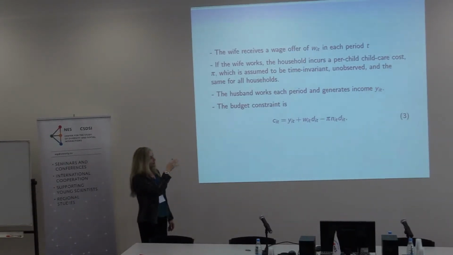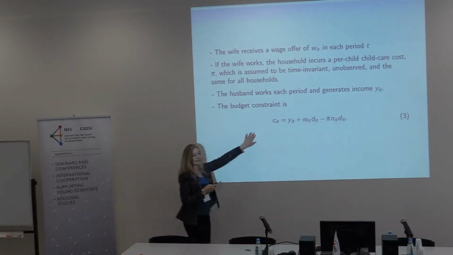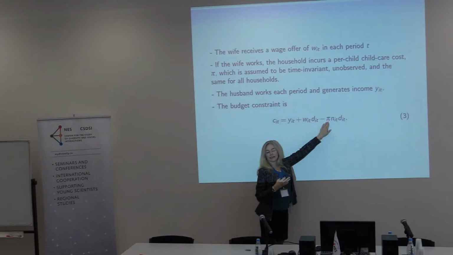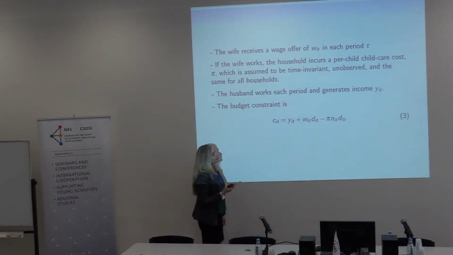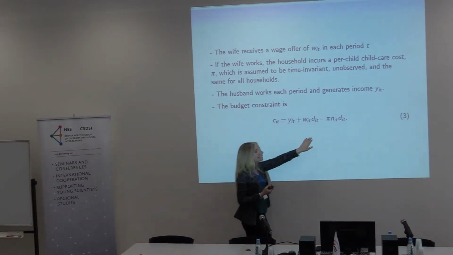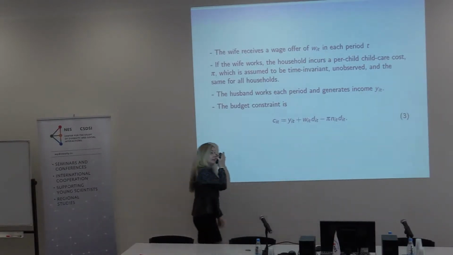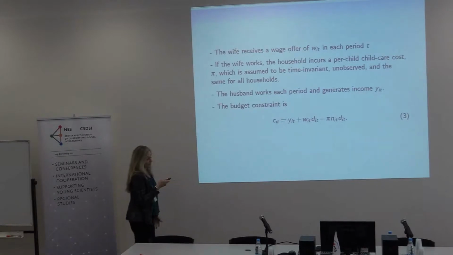Okay, so the idea is you maximize utility subject to this constraint, and you may or may not have data on pi. It could be that pi is totally unobserved. And the policy we're interested in, we might want to change the level of pi. Like if the government introduces a child care subsidy, what effect would that have?